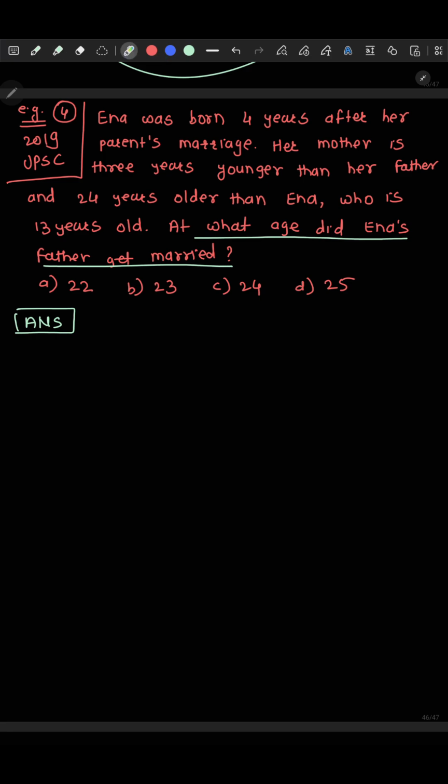Now what the first statement is saying: Ina was born 4 years after her parents' marriage. Here, for example, the parents' marriage happened in some year, and Ina was born after 4 years. Her mother is 3 years younger. Let's say mother's age is M. Her mother is 3 years younger than her father. So father's age is, for example, F.